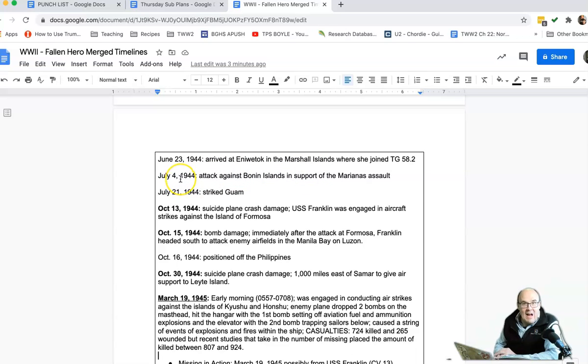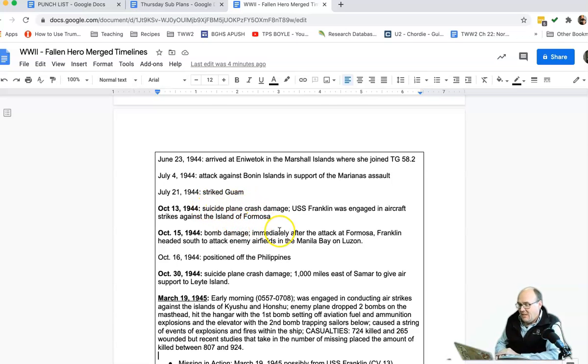On the 4th of July, William celebrated the holiday as few others have, with real-life fireworks instead of the kind we see. Franklin led an attack against the Bonin Islands in support of the Marianas assault, and then a few weeks later participated in the Marianas attack with a strike on Guam. But the Franklin's luck was about to change.